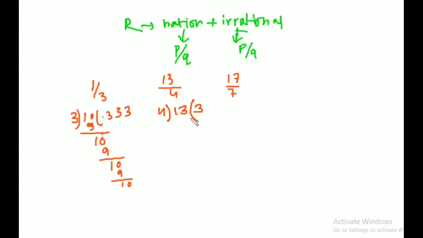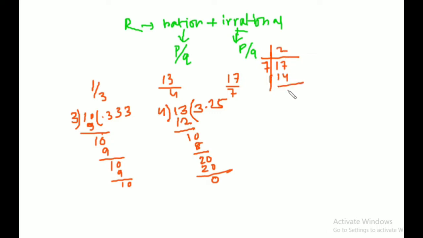So this will be 13 by 4: 12, remainder 1, 10, 8, remainder 2, 20, 20, and the remainder is 0. If we try to do this for 17 by 7, some people love to write like this, so I am also writing like them. 7 times 2 is 14, you get 3, point, and you get 0.